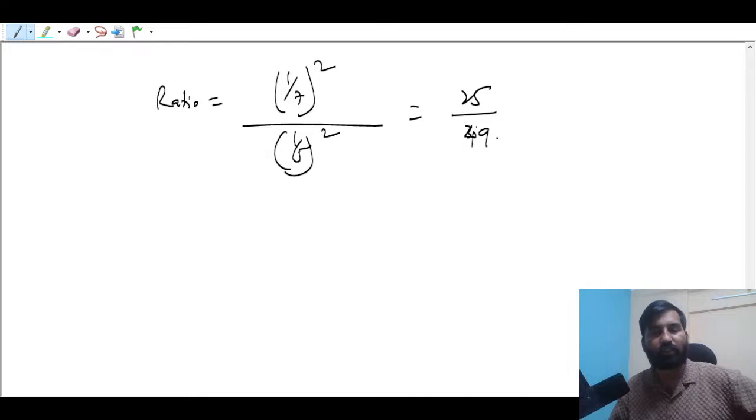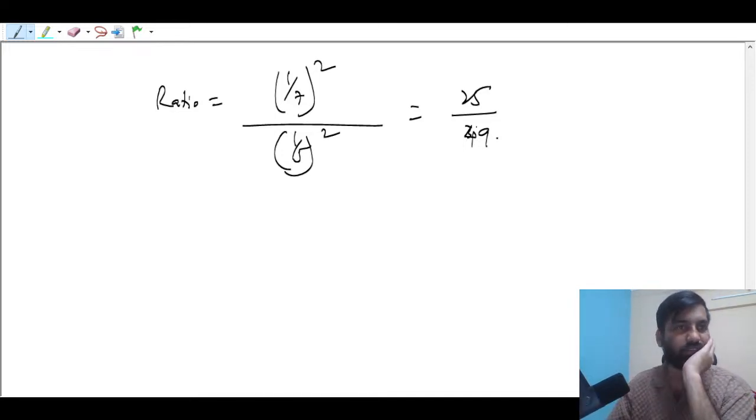25 by 49. So the answer is very simple now, right? So 25 by 49 is what? Let me use the scientific calculator as well. 25 by 49, which gives 0.5 nearly, right? Yes. So let me also verify the answer for this question.